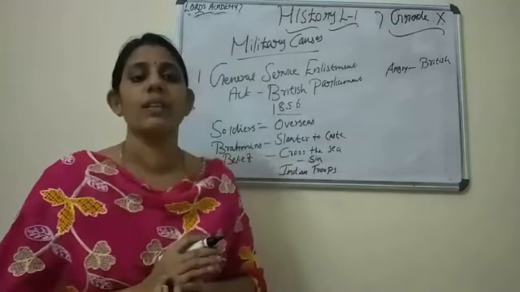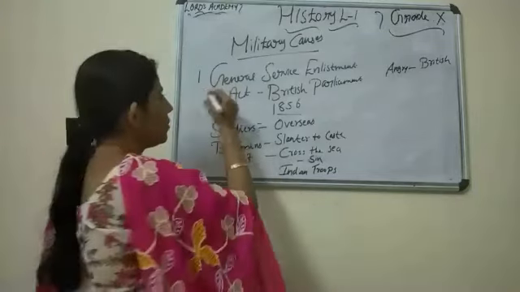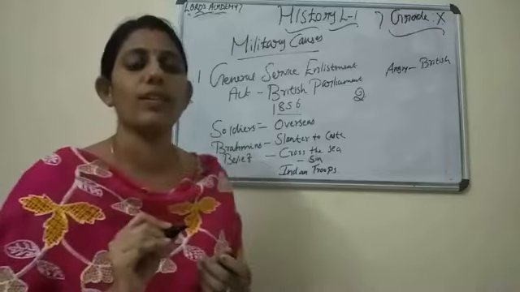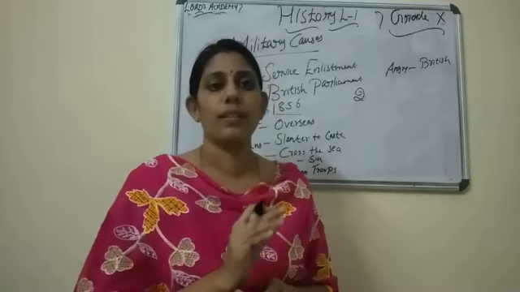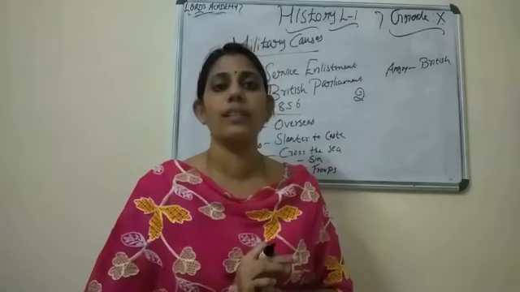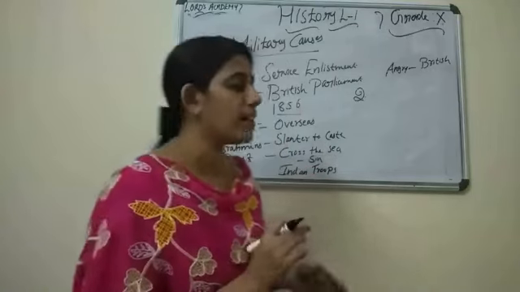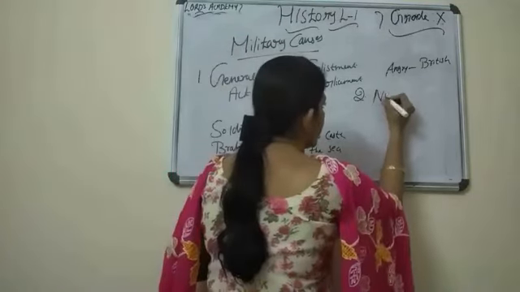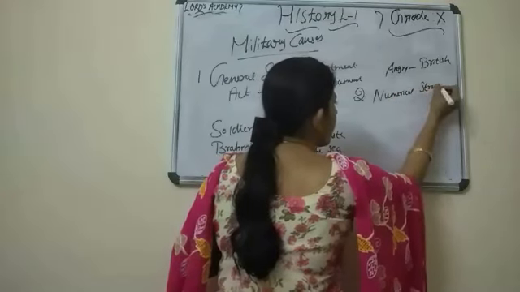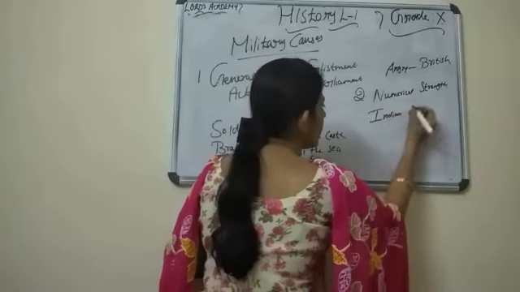Okay, so this is the first point, the General Service Enlistment Act. We have to go through the points. There are three or four points. You can write short notes about the military causes in your notebook. The first one is the General Service Enlistment Act. The second point is the numerical strength of the Indian soldiers.